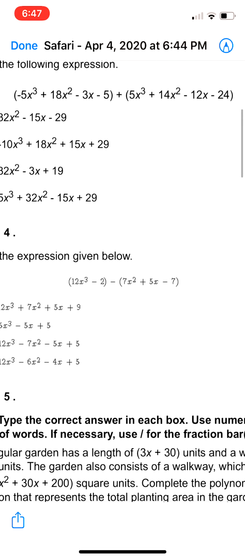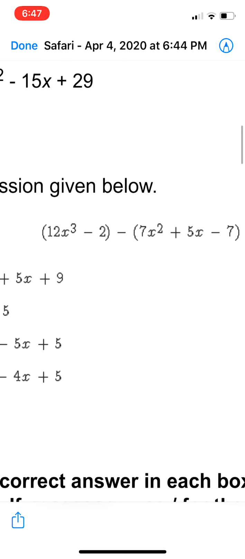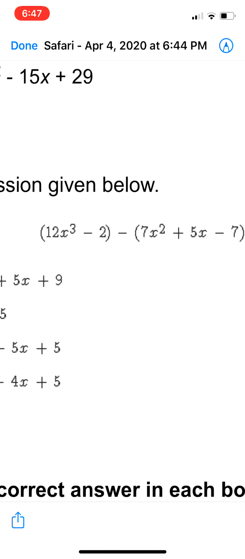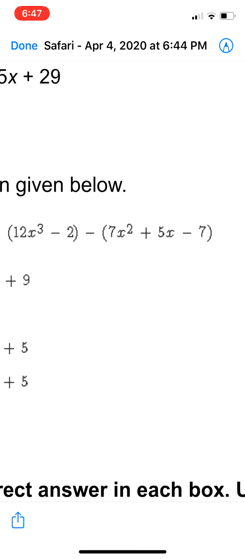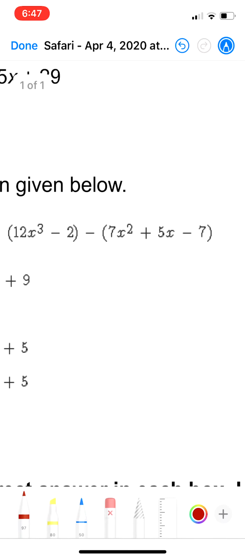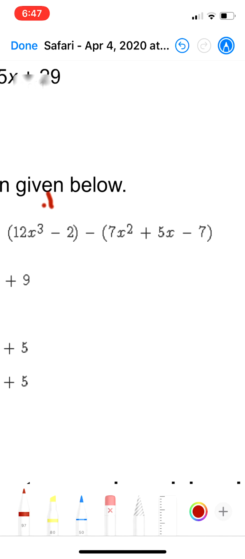Okay, it gets a little bit trickier when there's a subtraction sign in between the two quantities. When there's a minus sign, that tells you that you have to distribute by -1 through the quantity that the negative is in front of. So basically what you have to do is you keep the signs of the first quantity, but in the second quantity, you're going to change every single sign.